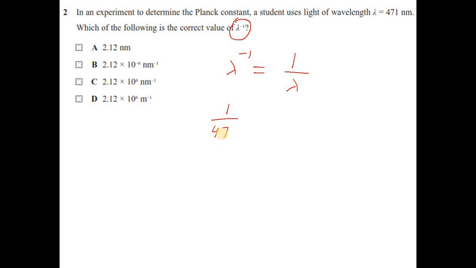Lambda is 471. Make sure that you don't forget the nano, and nano is 10 to the power minus 9. So along with 471 you put 10 to the power minus 9, and when you use your calculator you will have your answer as 2.2 times 10 to the power 6. So your option is D.